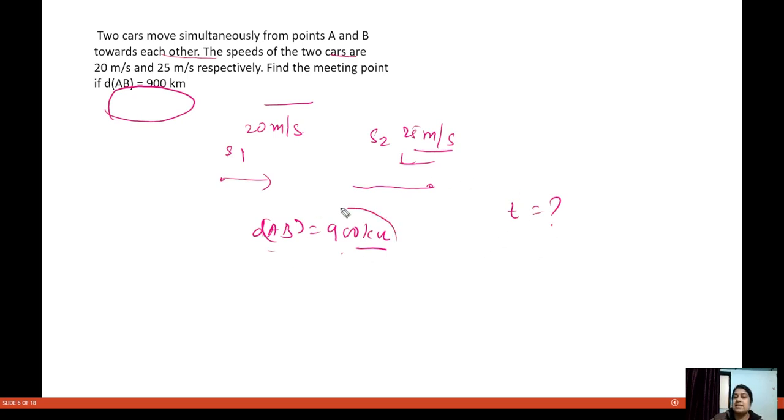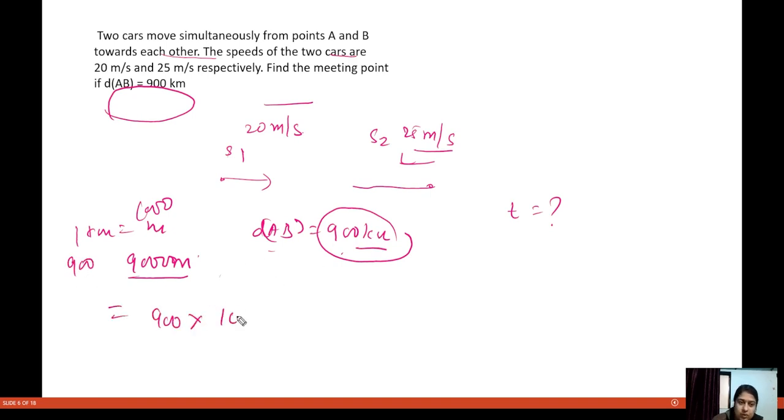Now this A and B distance is given as 900 kilometers, but obviously we know 1 kilometer is equal to how many meters? 1 kilometer is equal to 1,000 meters. So you have 900 kilometers, which will be equal to 900 into 1,000, so 9 into 10 to the power 5 meters. Because speed is given in meters per second, your distance should also be in meters.